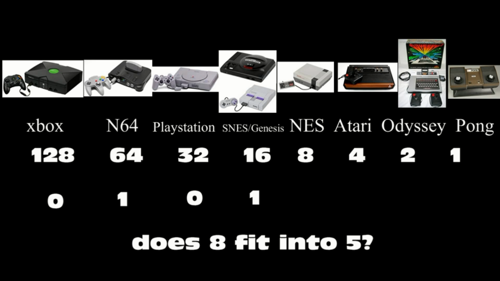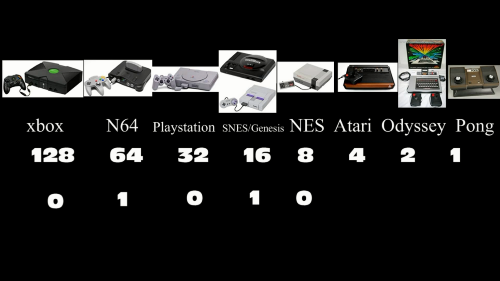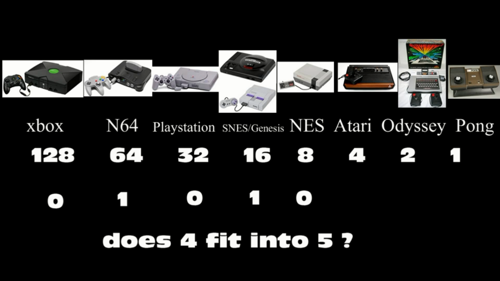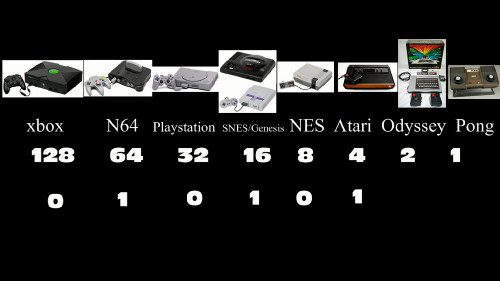And then we ask, does 8 go into 5? That answer is no, so we put down 0. We don't have to do any calculations. We then ask, does 4 go into 5? And that answer is yes. So we write down 1. Do our subtraction. 5 minus 4 equals 1.